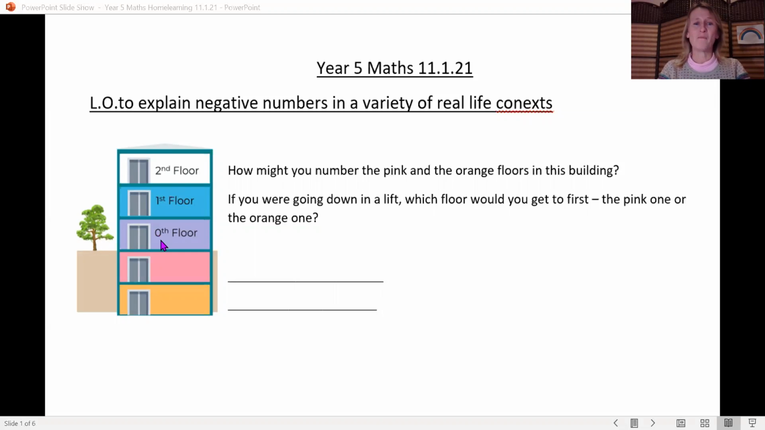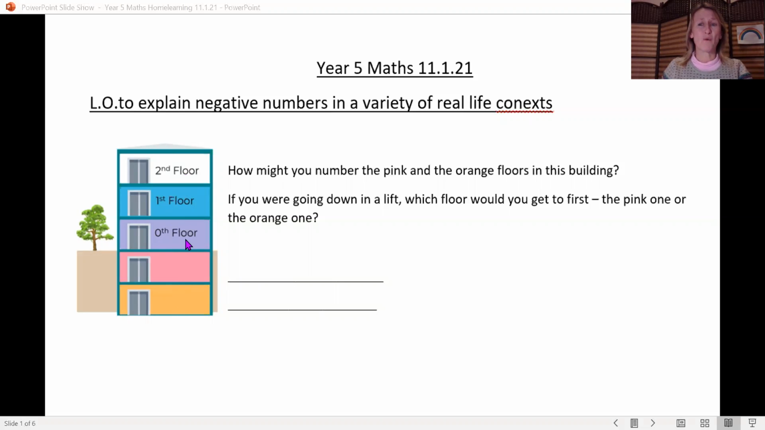Now then, how might you label, and you'll find this on your worksheet, so you can write it in your book, you can draw this little building. You don't have to colour it, but it would have been lovely if you did. And you tell me, please, how would you label the pink floor and the orange floor? What would you call them? So this floor is a 0 floor. This one is the 1st floor. This one is the 2nd floor. How would you label those two?